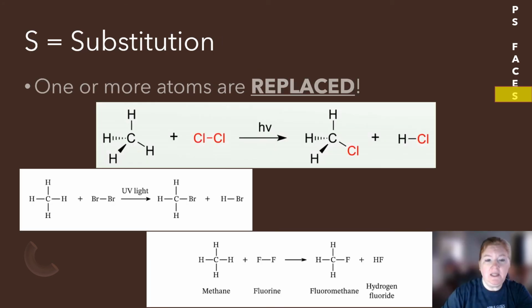And then finally, substitution. Just like in a game, substitution is when you take out one and replace it with another. Usually it's just one single atom that's replaced. Usually we took off a hydrogen, and often we just put a halogen in. So we remove a hydrogen, put in a halogen. You can see right here, we remove a hydrogen, put in a halogen. Substitution.